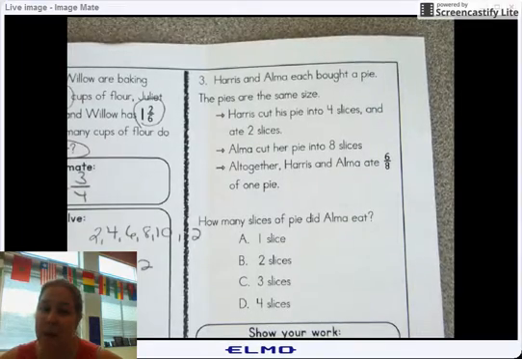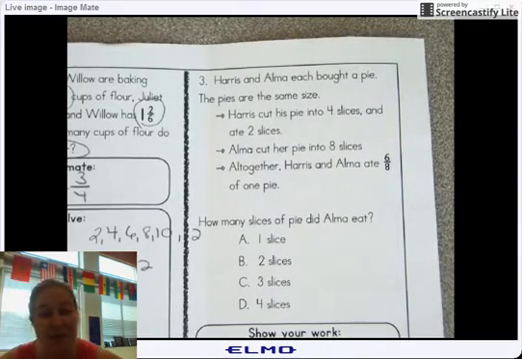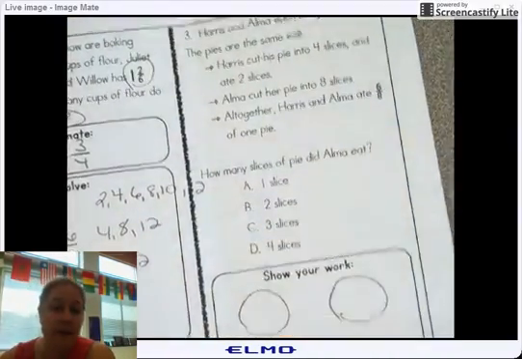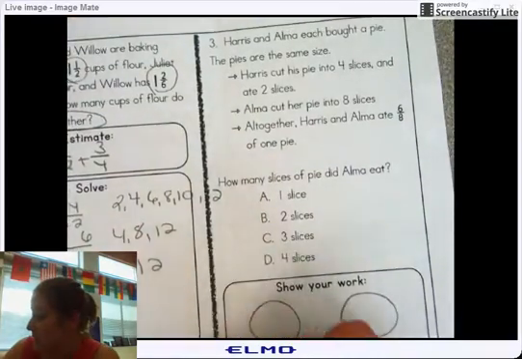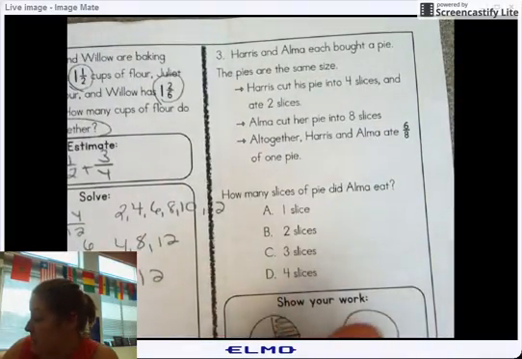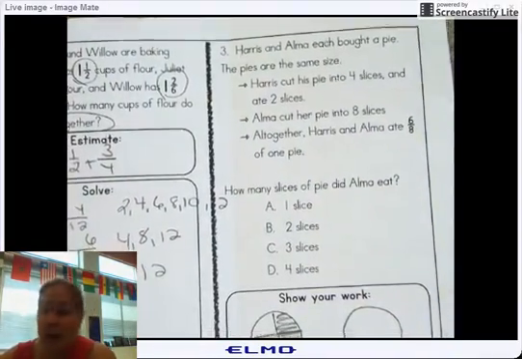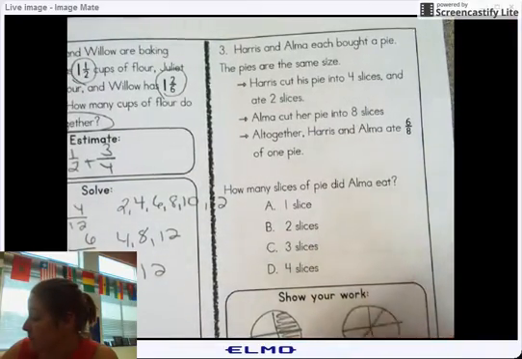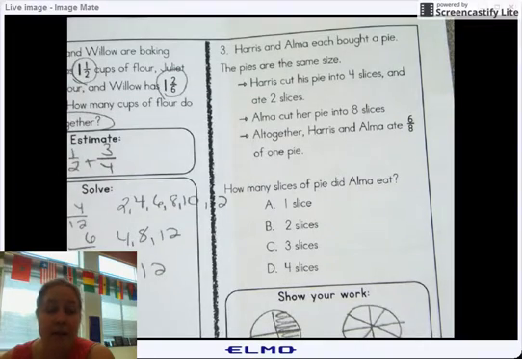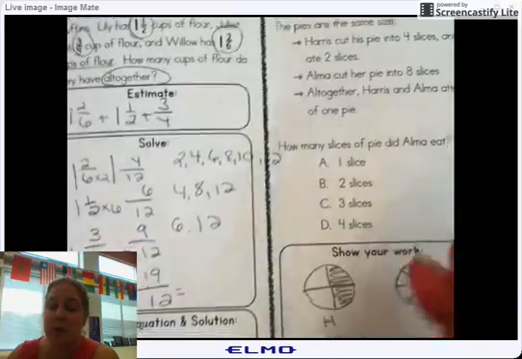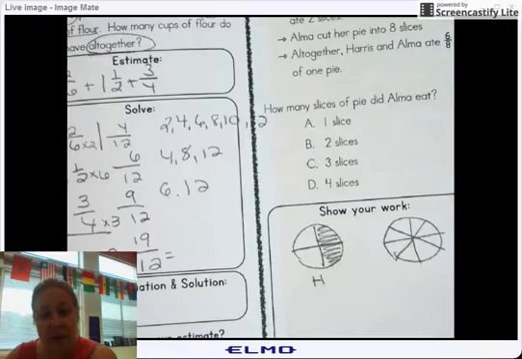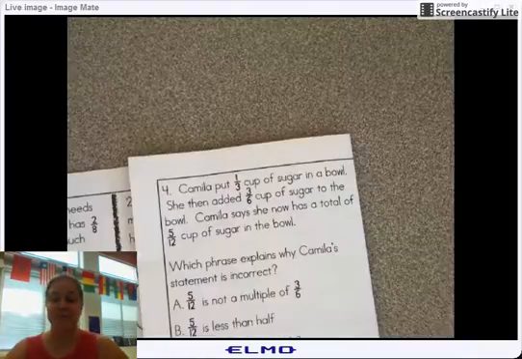So let's think about each bite of pie. The pies are the same size. If I were you, I might want to draw a picture of both pies. That's what I would do. And then it tells you Harris cut his pie into 4s, and he ate 2 of them. So we're going to take 2 away. And Alma cut her pie into 8 slices. Altogether, Harris and Alma ate 6/8 of one pie. So you have to figure out if he ate half and they ate 6/8 together, what's the difference? So take a moment and solve that problem.